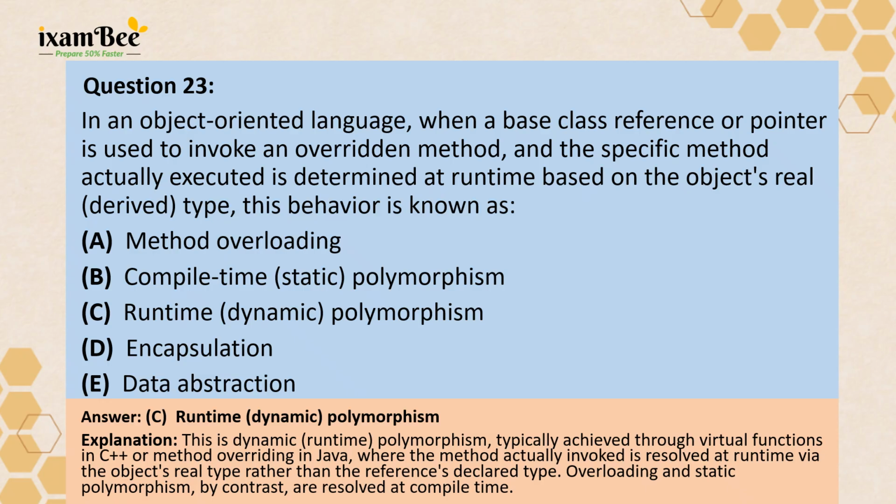The key phrase here is determined at runtime based on the object's real type. That's the defining signature of dynamic or runtime polymorphism. It's typically achieved through virtual functions in C++ or straightforward method overriding in Java, where the call is resolved not by what type the reference is declared as, but by what the object actually is underneath at the moment the program runs. This is different from overloading and static polymorphism, both of which get resolved much earlier at compile time based purely on the declared types. So the answer here is C, runtime or dynamic polymorphism.